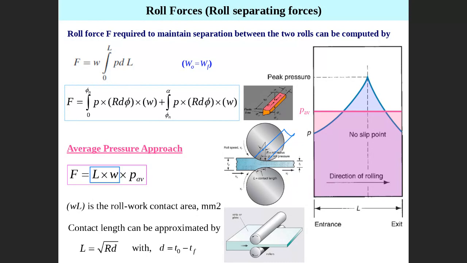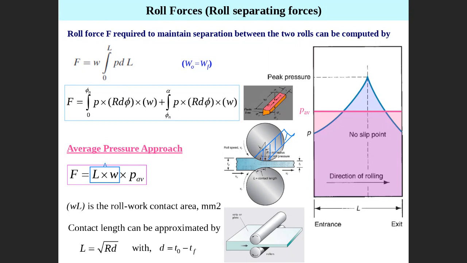Pressure multiplied by the area gives the force. This is the area. LW is the area. What area? The area that the pressure is applied on. Where is this area? Let me show you, this is the area. Did you get it? Yes, thank you.